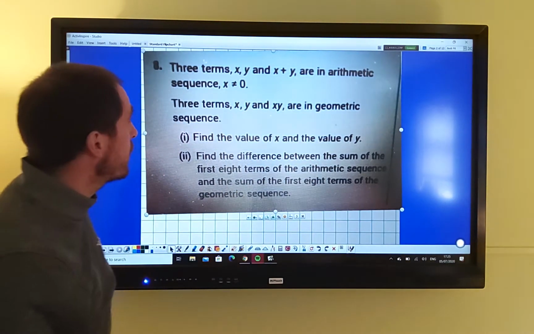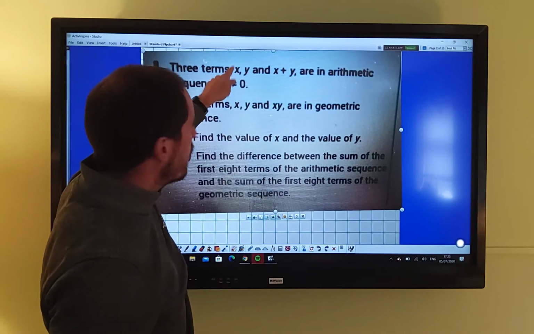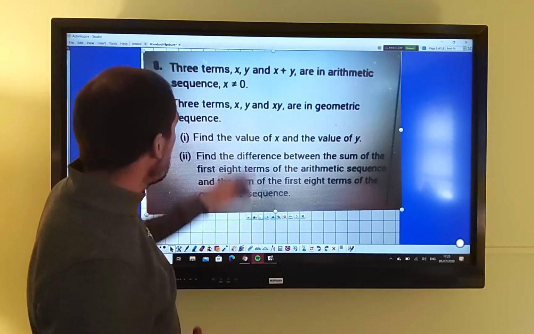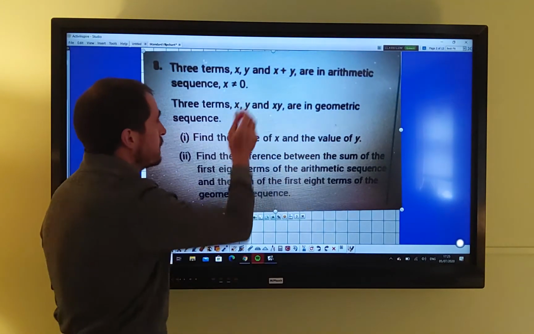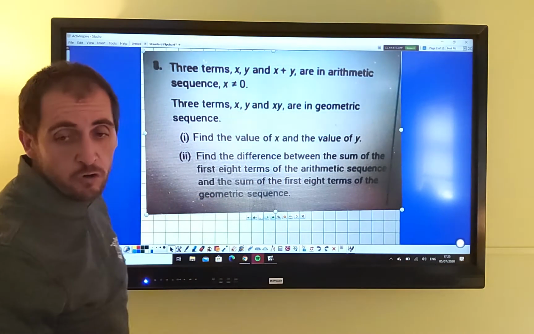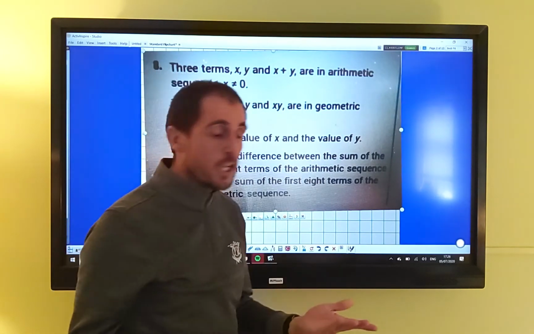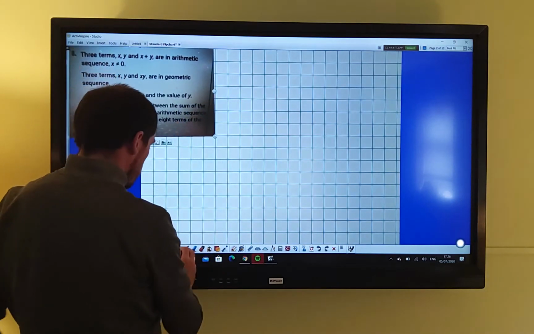So what this means is that x plus y minus y is equal to y minus x. That gets me one equation in x and y. And then for this one, because it's a geometric sequence, xy divided by y is equal to y divided by x. So you have another equation. Then by manipulating them, you've got your simultaneous equations and you can solve them. So we'll start off with that and do it as follows.